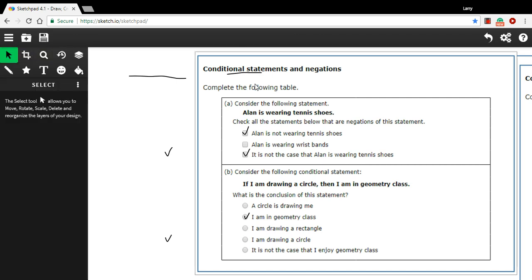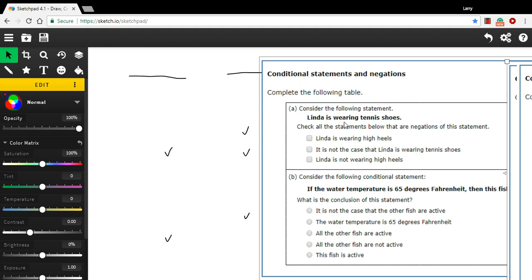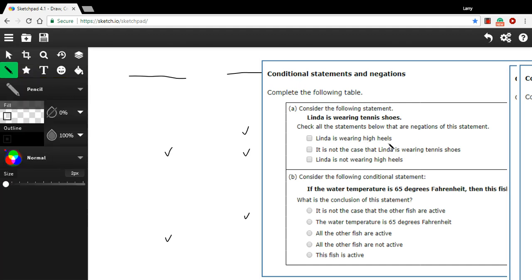All right, let's just try one more. So this one says, Linda is wearing tennis shoes. And the choices are, Linda is wearing high heels. So it seems like maybe this might be a negation, because if she's wearing tennis shoes, she's probably not wearing high heels. However, you could think of a situation where both of those could be false, right? What if she's wearing boots?